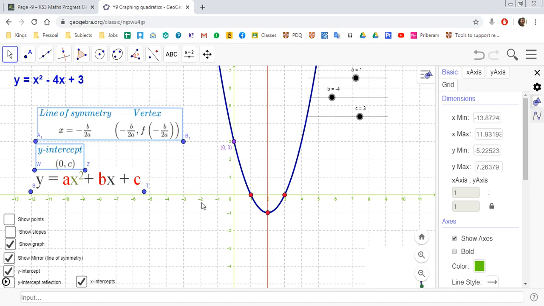Don't worry, these notations are slightly complicated, maybe, but it's really simple. We just have to identify a, b, and c. Here a is 1, b is minus 4, c is plus 3, and then from a, b, and c you will be able to find the line of symmetry very easily using this formula, and the y-intercept very easily using this formula also. Alright?